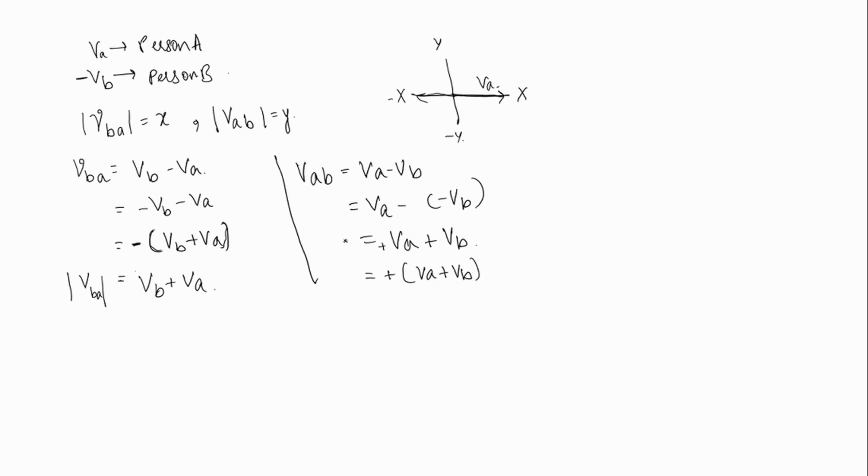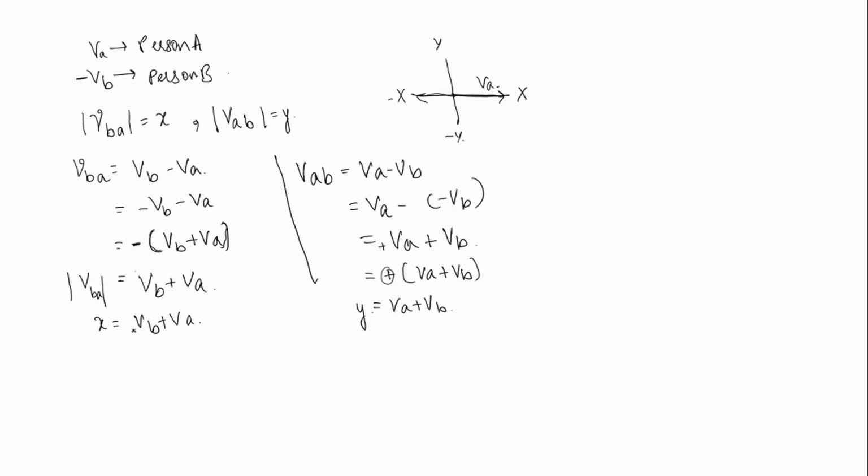They have given the magnitude of velocity of person A with respect to B is y. So this is the direction and this is the magnitude. We'll take only the magnitude, that is VA plus VB. So this is y. And the velocity of person B with respect to A is x. So this is VB plus VA.